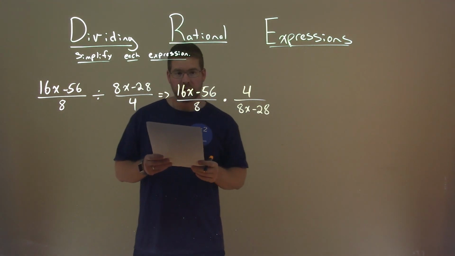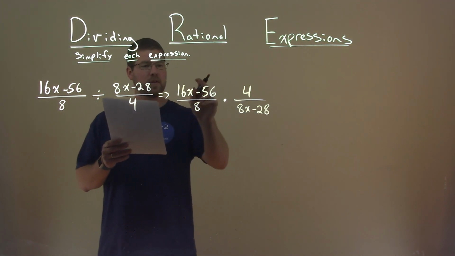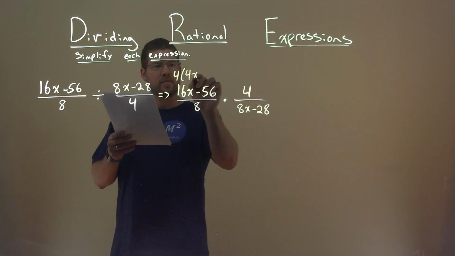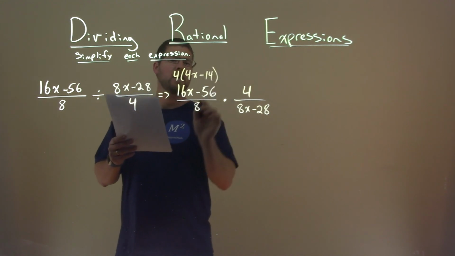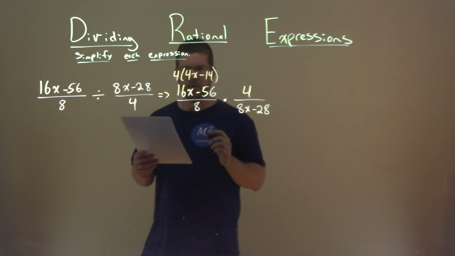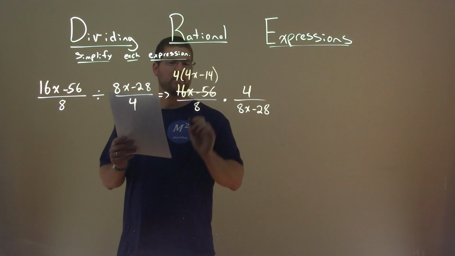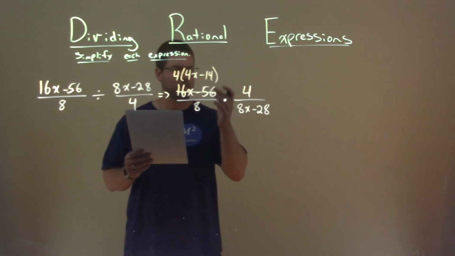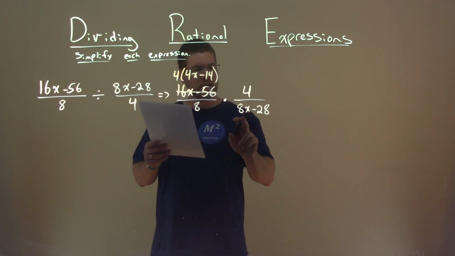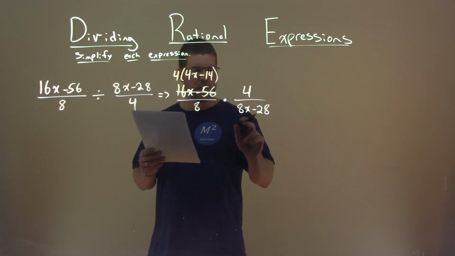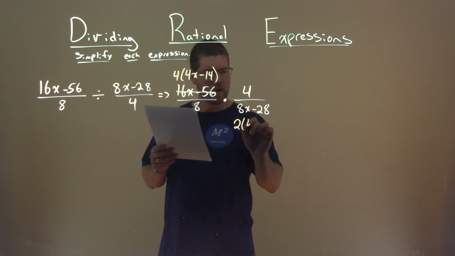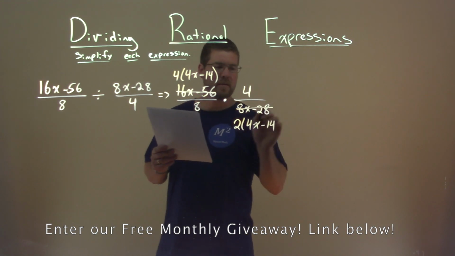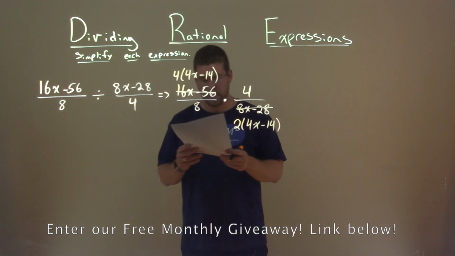Now let's see what we can factor. Well, I can pull out a 4 here in the numerator, and I'm left with 4 times, well, 4x minus 14. And notice I didn't factor it all the way. You'll see why in a second. So replace 16x minus 56 with this factored form. I'm going to pull out a 2 here in this denominator. By doing that, I'm left with a 4x minus 14. So 8x minus 28 is replaced with 2 times 4x minus 14.